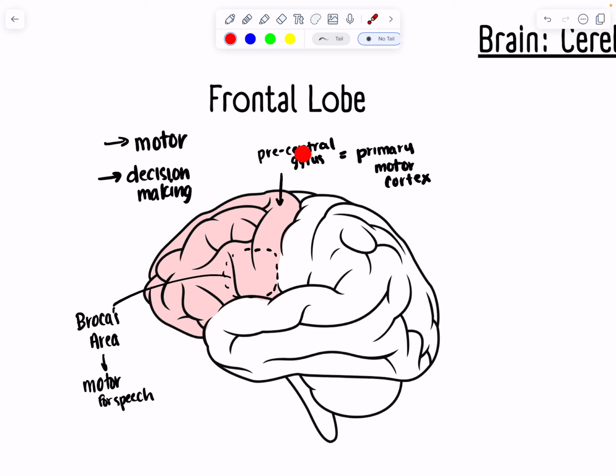But the precentral gyrus, primary motor cortex. Frontal lobe, think motor, decision making.